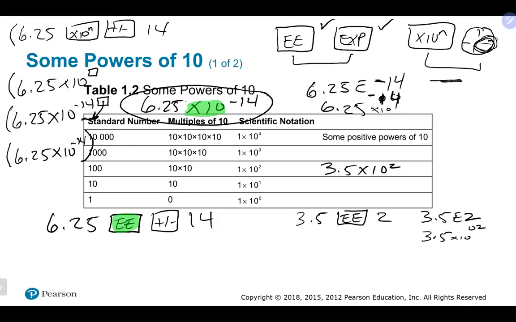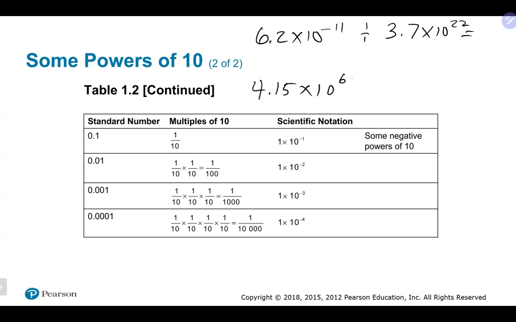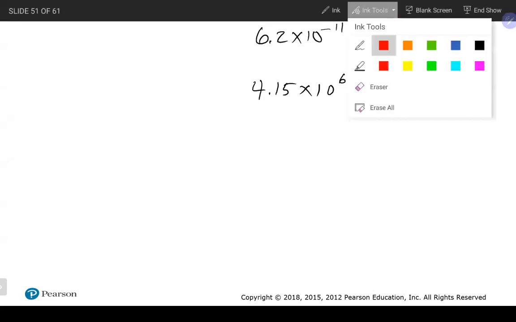Now, let's do a couple so you could try if you have a calculator. Let's do 6.2 times 10 to the minus 11, and let's divide it by 3.7 times 10 to the 22. Let's see what you get. And let's also do 4.15 times 10 to the 6, and let's multiply it by 7.7 times 10 to the minus 12. All right, so punch those in using your exponent button, see what you come up with. I'll do it as well because I just made it up. So let's take a look, and again, let's go through how to properly punch these in.